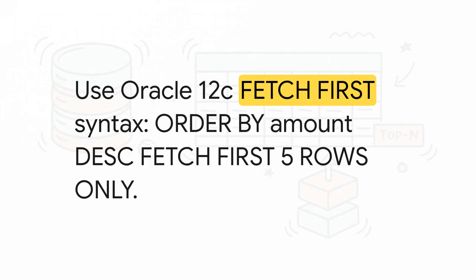Now, what's really interesting about this slide is that there's actually an even better, more modern approach if you're on Oracle 12c or newer. Take a look at this modern ANSI standard syntax: ORDER BY amount DESC, FETCH FIRST 5 ROWS ONLY. It's just incredibly clean. It's elegant to read. And most importantly, it directly and explicitly tells the optimizer your true intent without requiring you to build nested inline views or play weird games with pseudo-columns.